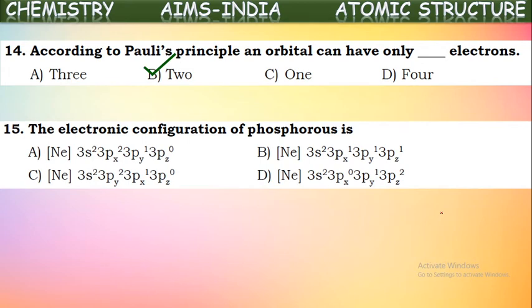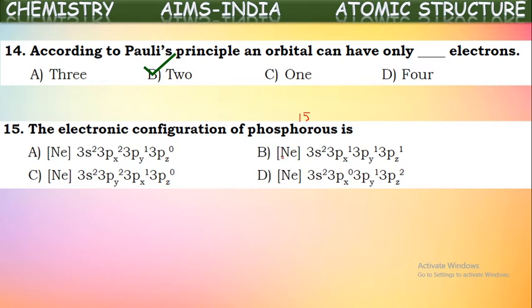The electronic configuration of phosphorus is, say, we know the atomic number of phosphorus is 15. So if I write the electronic configuration for phosphorus with 15 electrons, we get 1s2, 2s2, 2p6. This 1s2, 2s2, 2p6 is the electronic configuration of neon. So by using the symbol of neon also, we can write it. Neon. Till neon, 10 electrons are completed.